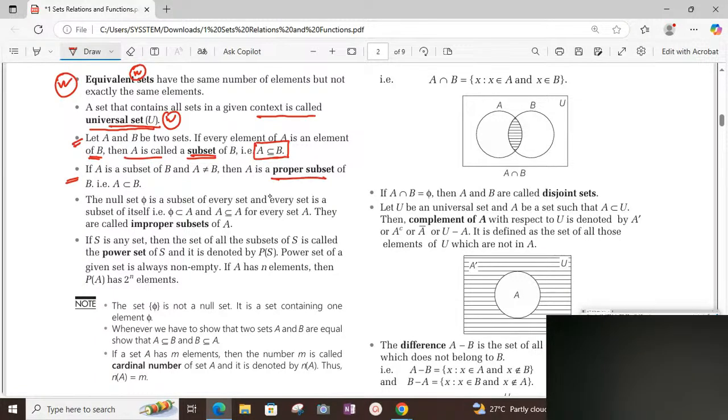Let's see the proper subset. If A is a subset of B and A is not equal to B, then A is a proper subset of B, and mathematically this can be written in this way. A is a proper subset of B. It means that A and B are not equal, and as per the property of subset, every element of A is present in B.